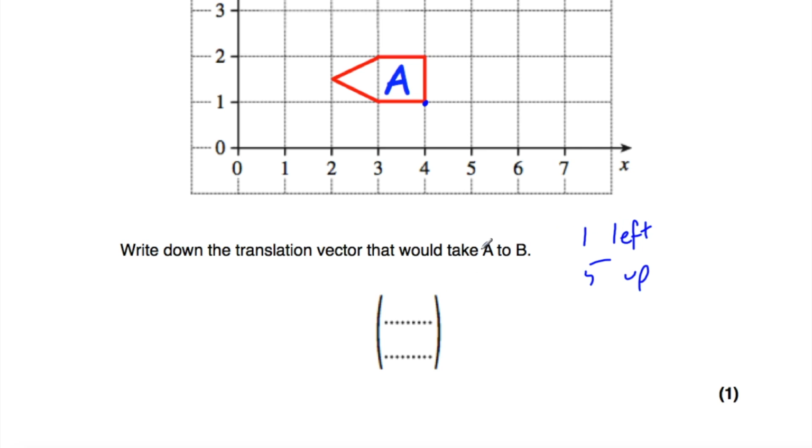So to the left would be negative, so it would be -1. So -1 means 1 to the left, and then 5 up would be 5. So the translation vector would be -1, 5. And let's just check that with another point.